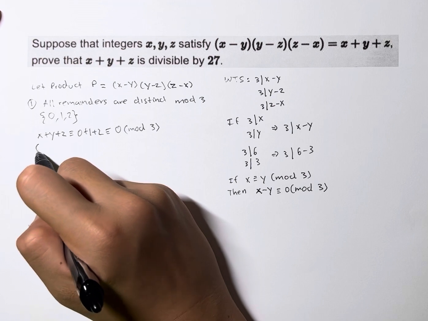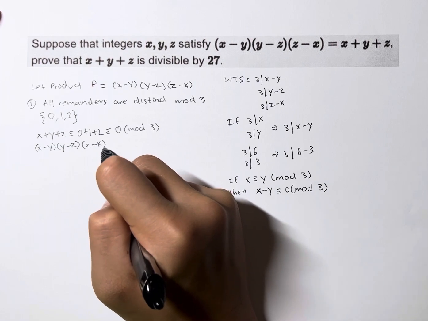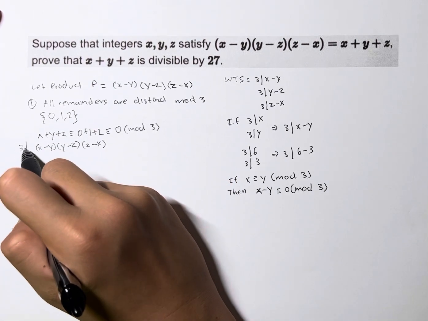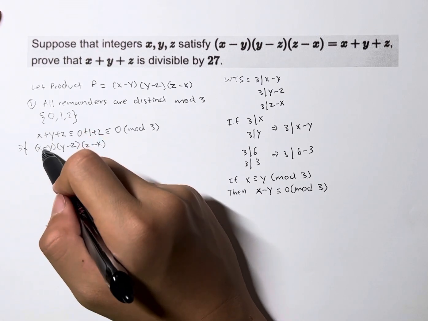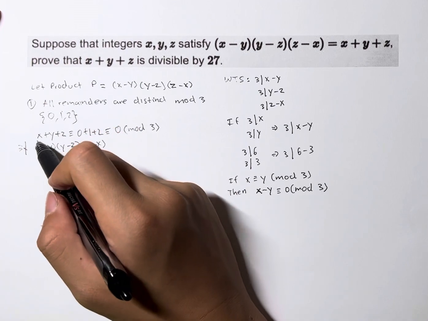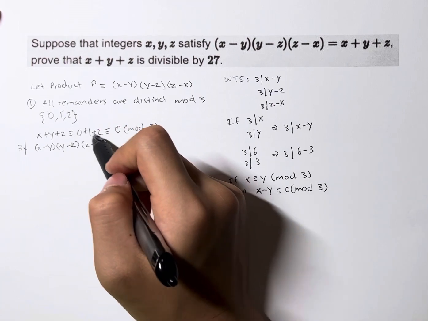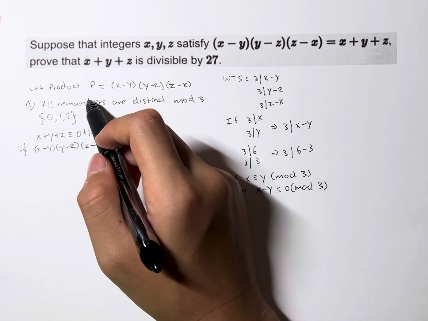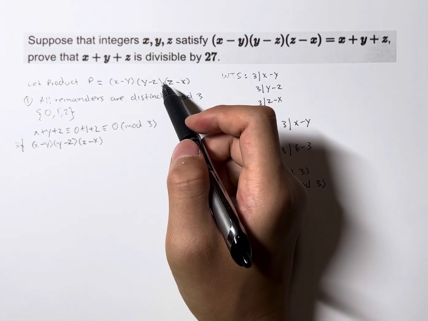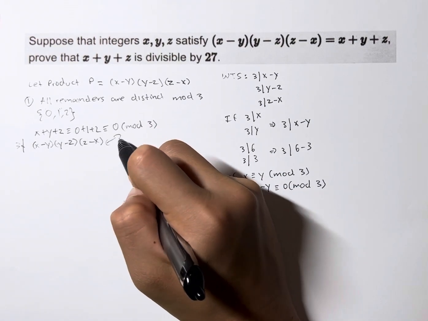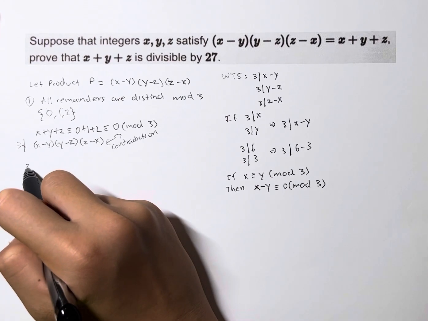But then you get that (x minus y)(y minus z)(z minus x) is not divisible by 3, because of these remainders. If x has a remainder of 0, y has a remainder of 1, z has a remainder of 2, then x minus y has a remainder of negative 1, y minus z has a remainder of negative 1, z minus x has a remainder of 2, and the total remainder will be 2. And so that won't be a multiple of 3. Contradiction, because these are supposed to be equal. So now go to the second case.